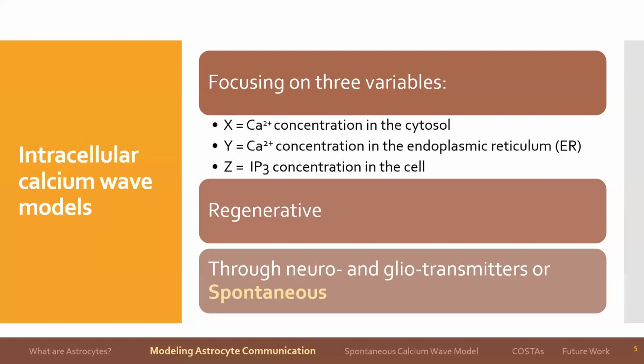These cells are regenerative, which means that one cell can trigger other cells within the cell body, and they have the potential to propagate themselves through the network. And they can be triggered either through neurotransmitters, so other cells signaling to the astrocyte, or they can be spontaneous. So basically what it means is that there's mechanisms within one cell that cause these waves to start, and that's the one that I will be talking about.